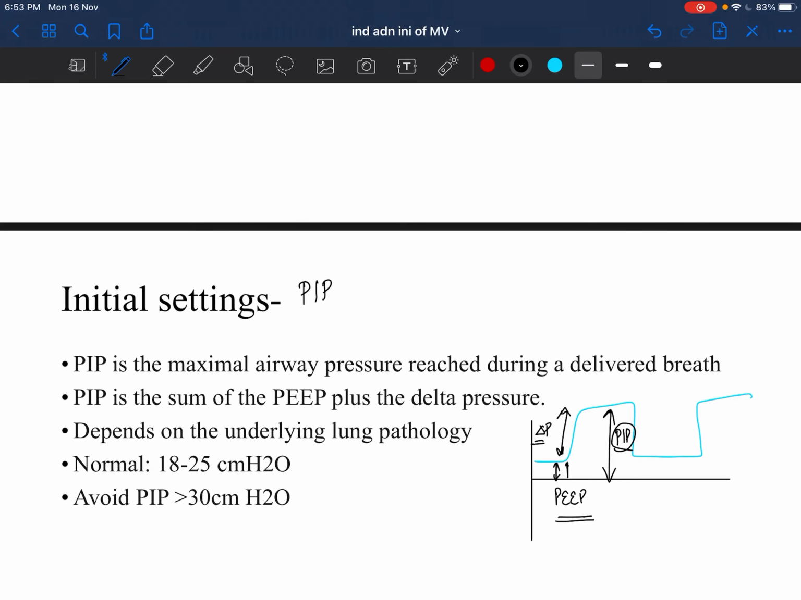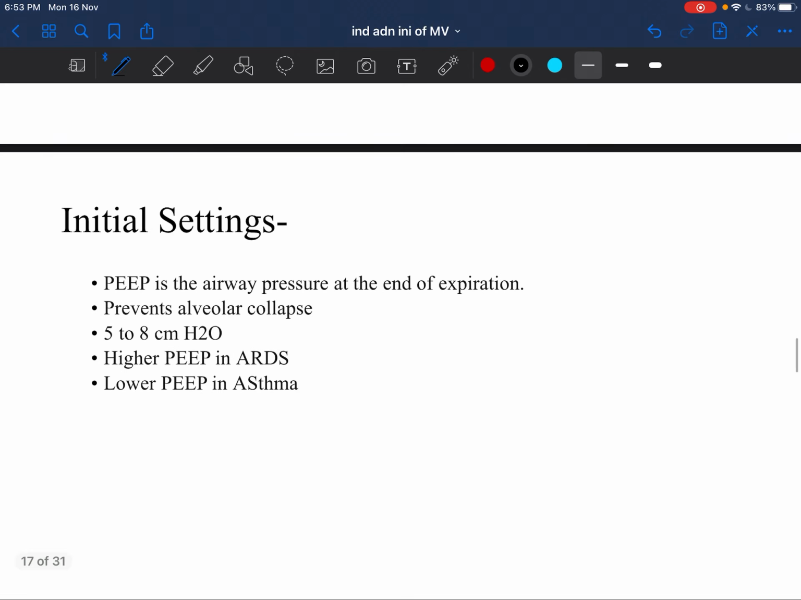Normal is somewhere between 18 to 25 centimeter of water, and you can choose the higher end if the patient is having a more pathological lung, a normal range if the patient is having a normal lung but the problem is in the respiratory tract, but try to avoid very high PIP to avoid barotrauma to the patient.